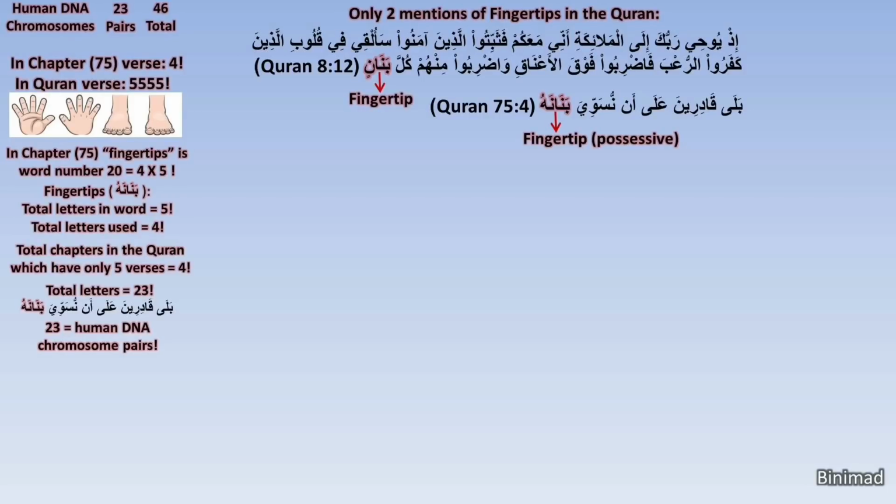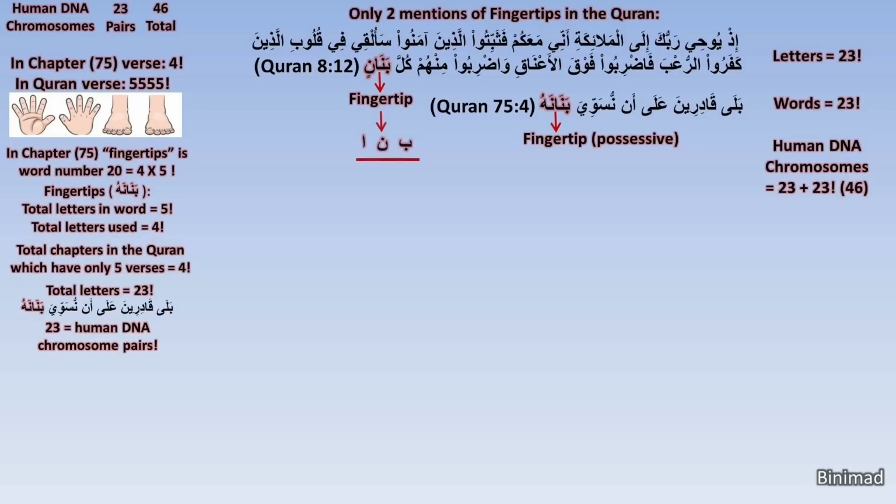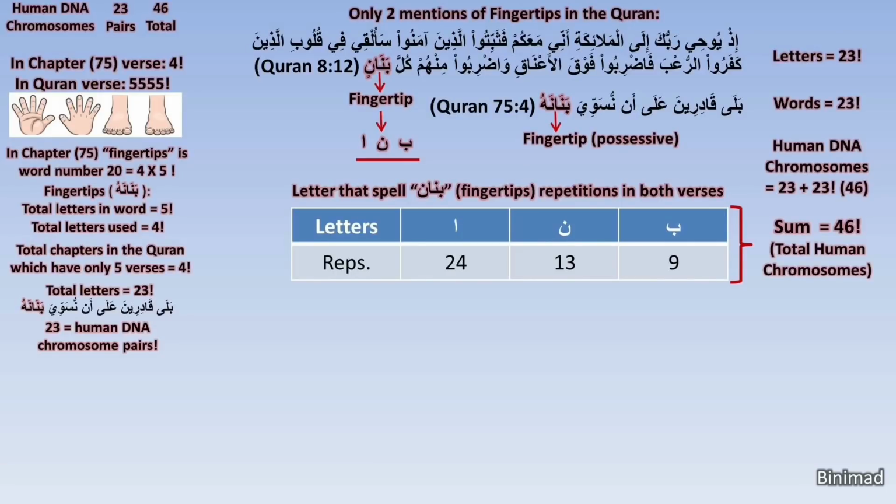Examining both verses which mention this word for fingertips, we see that amazingly the first has 23 words and the second has 23 letters. Subhanallah. This of course matches the 23 pairs of human chromosomes. So what can confirm that this is an appropriate mathematical explication? Let us use the key word which unites the two verses. The letters used to make the word banan, fingertip, are ba, noon, alif. Shockingly, they repeated in these two verses exactly 46 times. Of course, you know that 46 is the total number of human chromosomes.